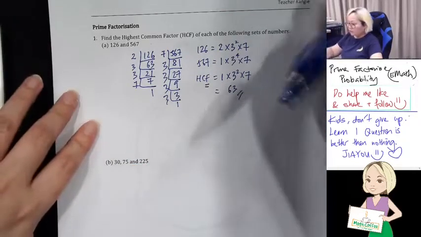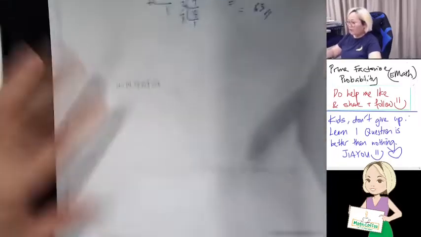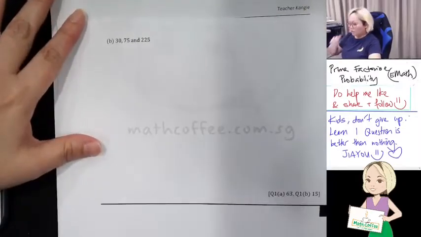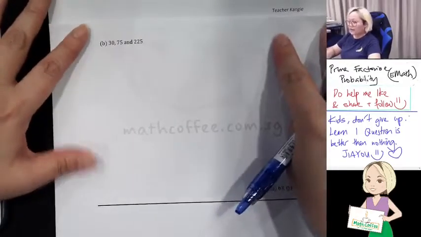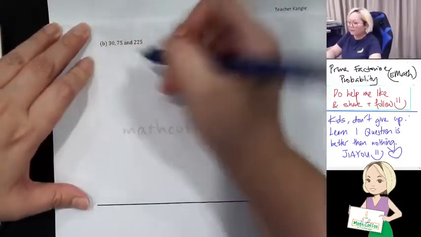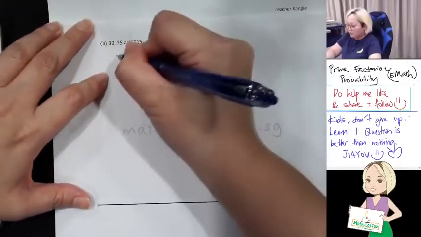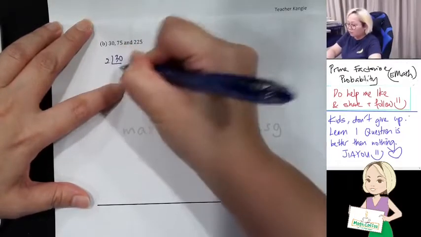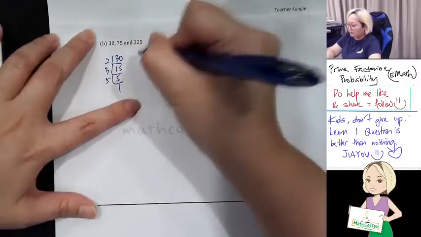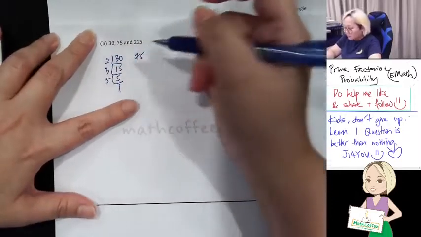Okay, so now we have 3 numbers. We're going to find the HCF of these 3 numbers. We're going to do the same thing. Do the prime factorization for all 3 numbers. So it will be 30 divided by 2, 15. 15 divided by 3, 5. Divided by 5, 1.